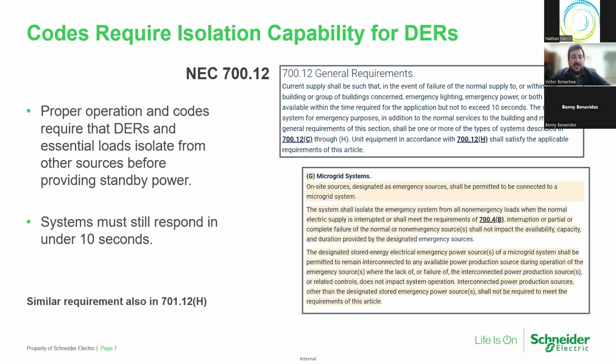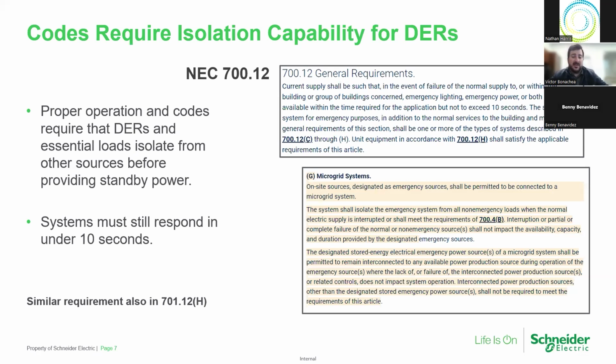So right here you can see that, actually let's start at the very bottom. Second paragraph, the system shall isolate the emergency system from all non-emergency loads when the normal electric supply is interrupted or shall meet the requirements of 700.4. Let's focus on the front half of that. What that's really saying is that if you do have a DER that you're using most of the time for energy optimization, and all of a sudden you have an outage and you want to use it for backup power, you must be able to isolate that DER, let's pretend it's a battery energy storage system, and the critical load that you want to back up. You must be able to isolate that from the rest of your electrical system and the utility.